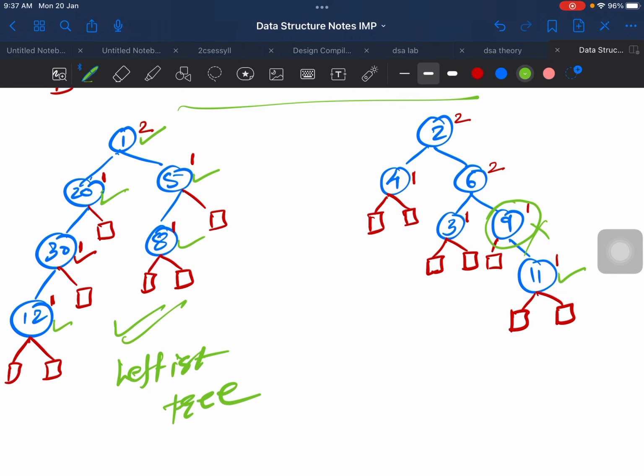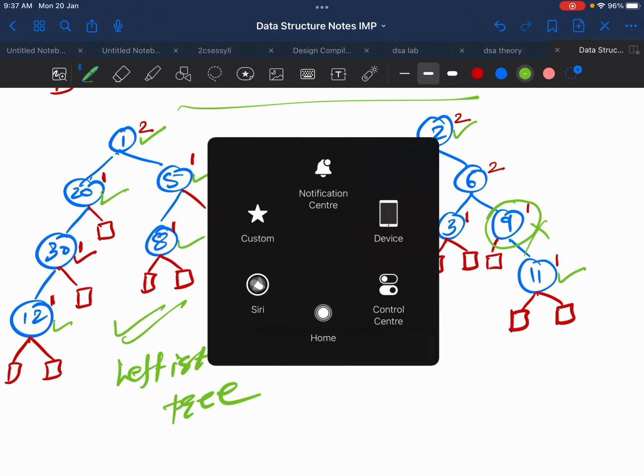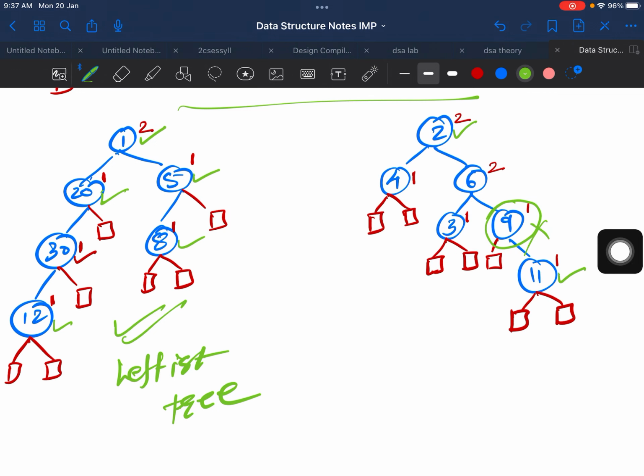There is one more node, guys. This is node number 2. Node number 2 has two children. One child's S value is 1 and the second child's S value is 2. Now guys, the S value of the left child is 1, which is not greater than or equal to the S value of the right child, that is 2. So 1 is greater than or equal to 2? No. So guys, this is also not satisfying the property of a leftist tree. That's why this tree is not a leftist tree.